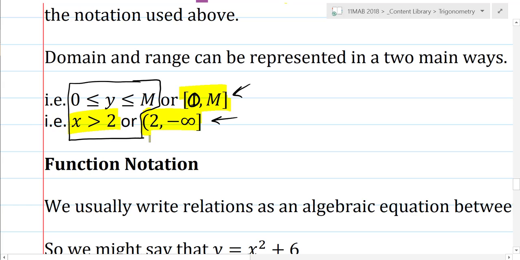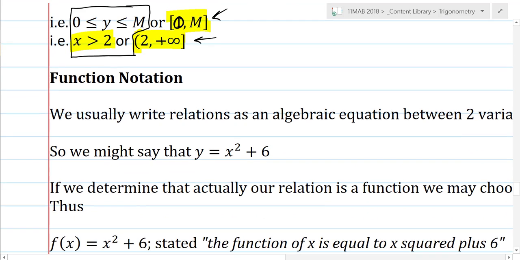So x is greater than 2. 2 is the lower boundary, but not included. And I don't know where that negative comes from either. Let's just make that a positive and pretend it never happened. It's greater than 2, so it goes from 2 to positive infinity. And infinity is included in this case, so I have that square bracket. So you might see that notation. Be aware of what that means. It comes up in your textbook, but it won't come up too much otherwise.